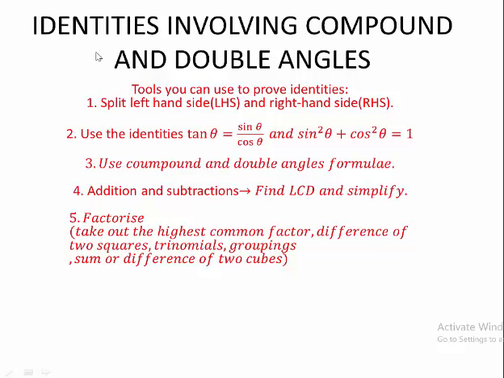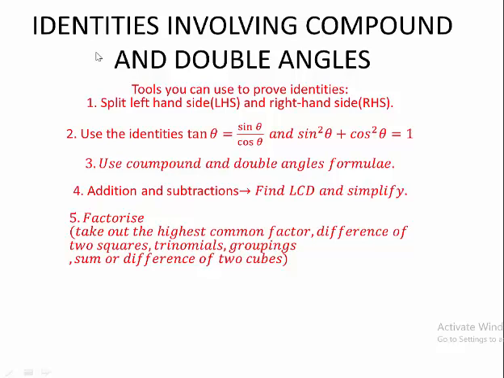Two is use the identities tan theta equals sine theta over cos theta, and sine squared theta plus cos squared theta equals 1. Now, I'm sure you are familiar with these identities. They are essentially the first identities you learn when you're learning about identities in trigonometry.